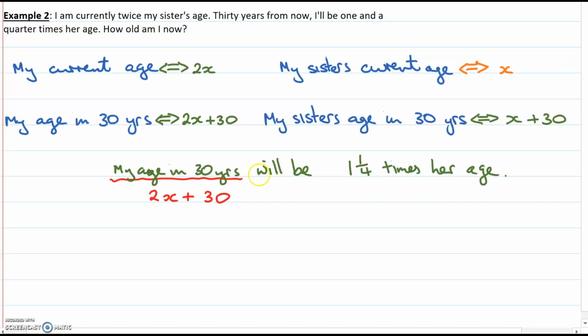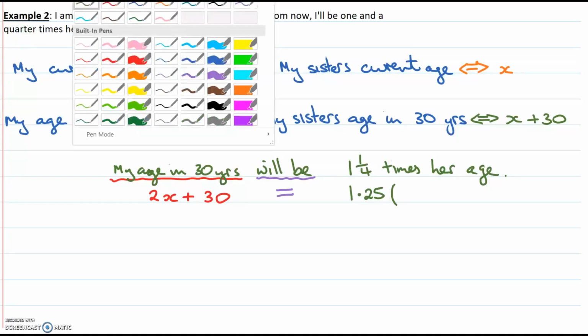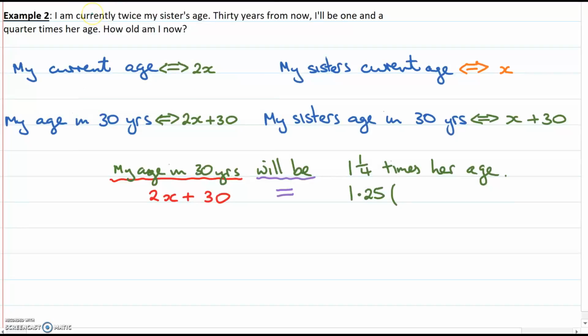Will be, well, will be is a little bit like the verb. It's a future tense of the verb is, so it's just equals. In mathematics terms, it's equals. 1¼ times. 1¼, if you prefer to make it 1.25, you can make it 1.25 because we're going to use it in multiplication, times her age. Times her age in 30 years. Hopefully that's obvious, but if not, then I apologize for the confusion.